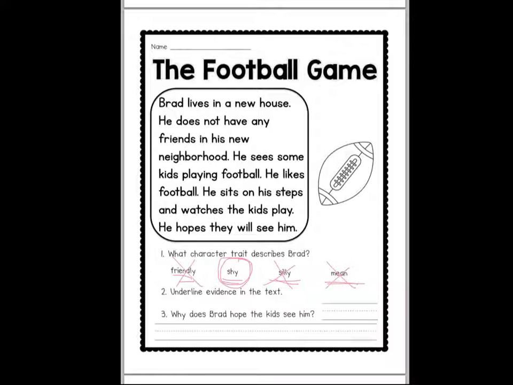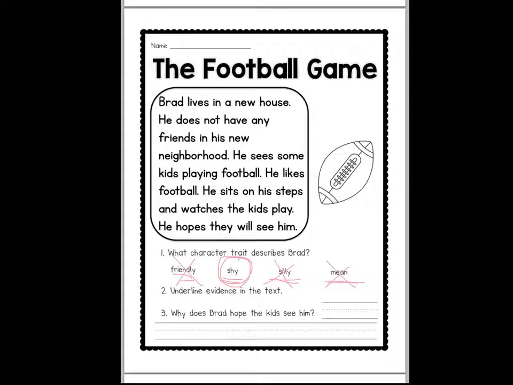Number 2, underline evidence in the text. Evidence is how you know. I circled shy. How do I know Brad is shy? I'm going to go back into the story and read it again. And if I find a part that shows that he's shy, I'm going to underline it. Brad lives in a new house. He does not have any friends in his new neighborhood. Maybe I'll underline that he doesn't have any friends. Does not have any friends.